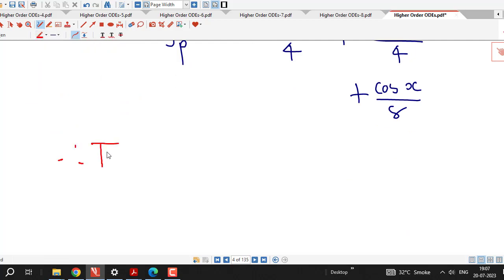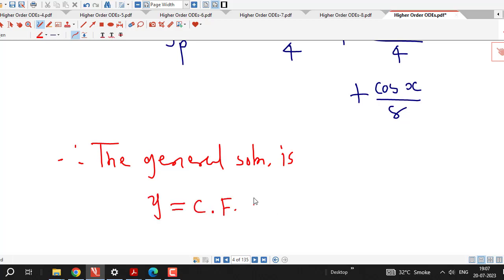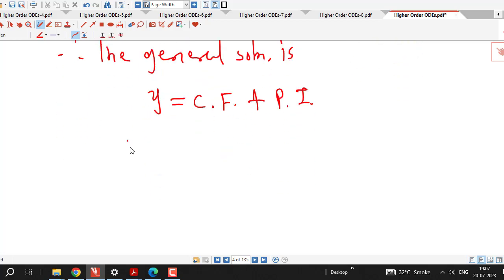So therefore the general solution is, we know that general solution is nothing but addition of complementary function and particular integral. This yp is the notation for particular integral, and let me write both the complementary function and particular integral. Complementary function is c1 times cos x plus c2 times sin x.